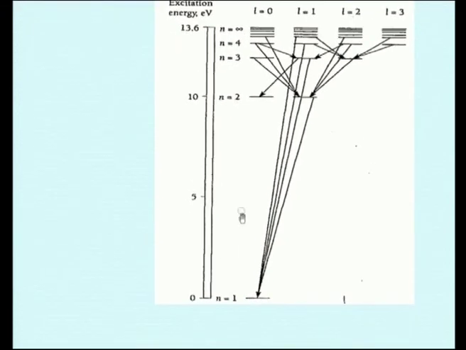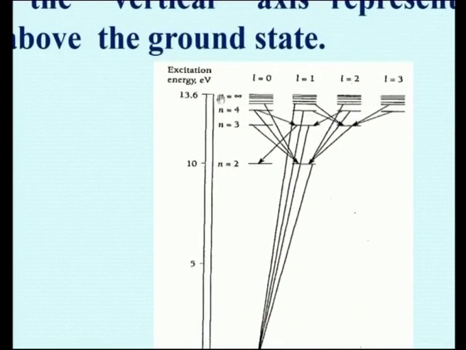See here, this is the lower energy state, and this is the excited energy state. These are all the transitions. L equal to 0, 1, 2, 3 represents the orbital quantum numbers. And n equal to 1, 2, 3, 4 and so on up to infinity is the principal quantum number, up to the higher energy state, n equal to infinity.